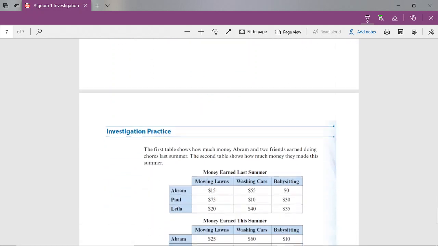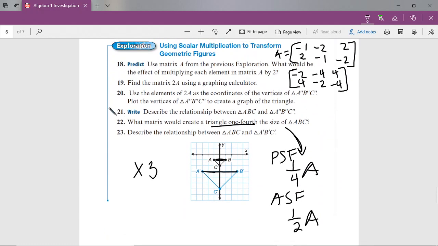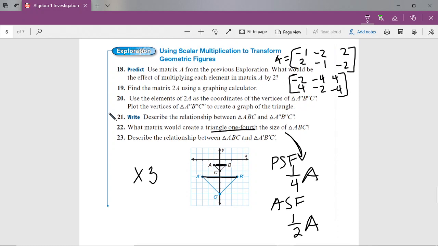All right, so that is all we have as far as scalar multiplication, adding matrices, and using matrices to show different tables. I hope this video helps with your homework and for studying.